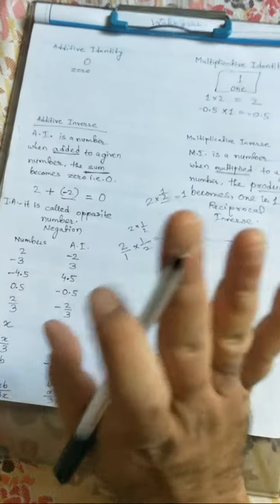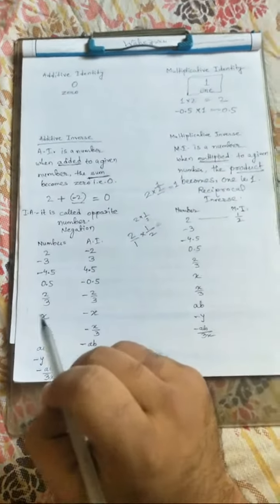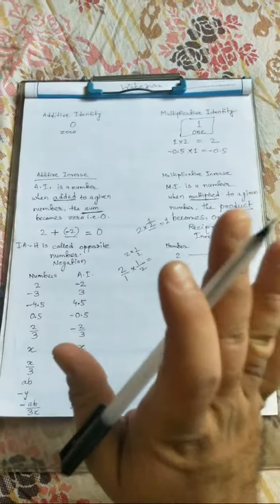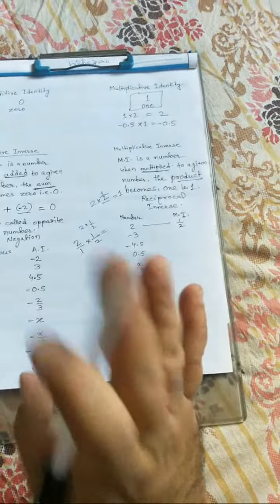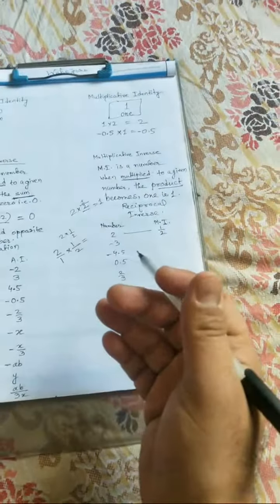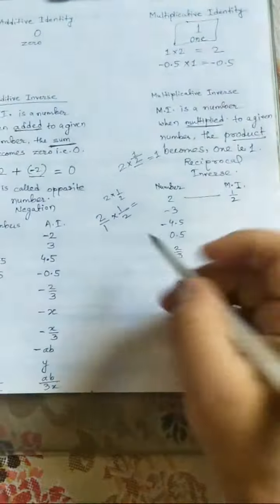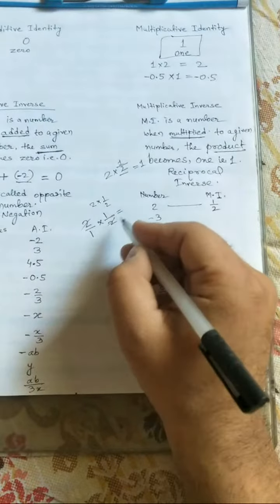Here the sign remains unchanged. In additive inverse, we changed only the sign. Here we have to keep the sign unchanged. If the given number is positive, the multiplicative inverse is positive; if the given number is negative, the multiplicative inverse is negative also. Here you have to make the numerator the denominator and the denominator the numerator. So 2's multiplicative inverse is 1 by 2, and then 1 and 1 cancel, 2 and 2 cancel, and the answer is 1.